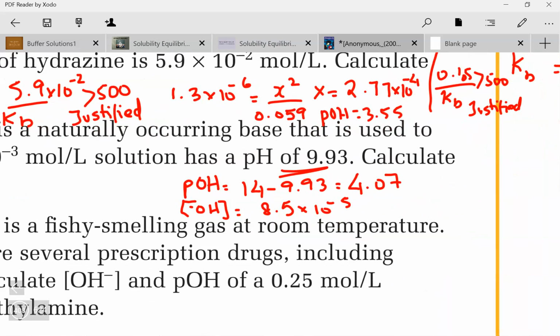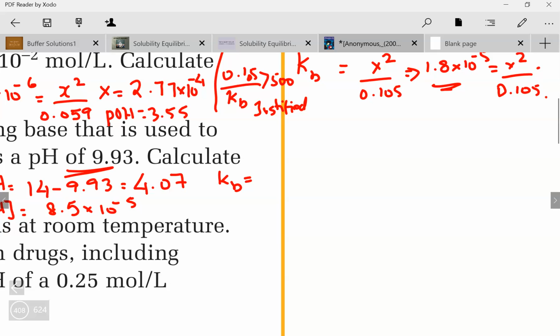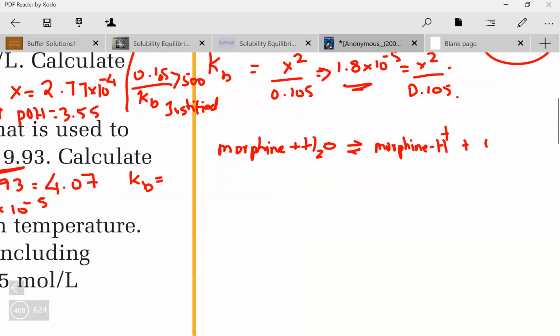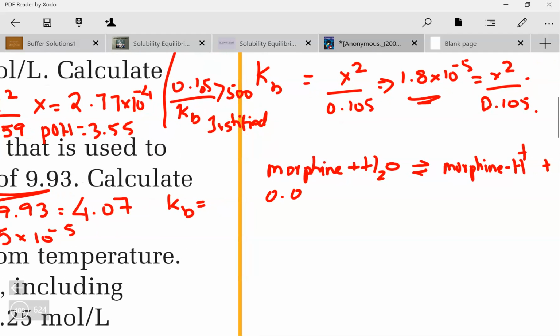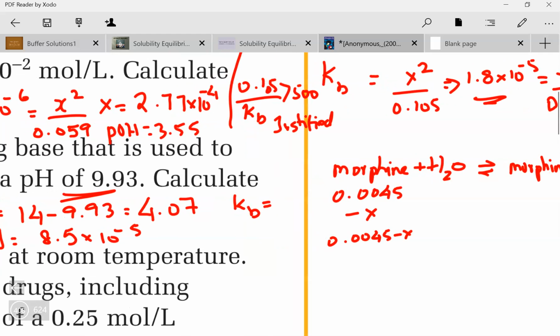For my Kb value, I need an ice table first, so instead of writing the full formula, I'm just going to use morphine plus water gives me morphine H plus and OH minus. The H plus is attached to the morphine here. Here my morphine was 0.0045 minus X, 0.0045 minus X.